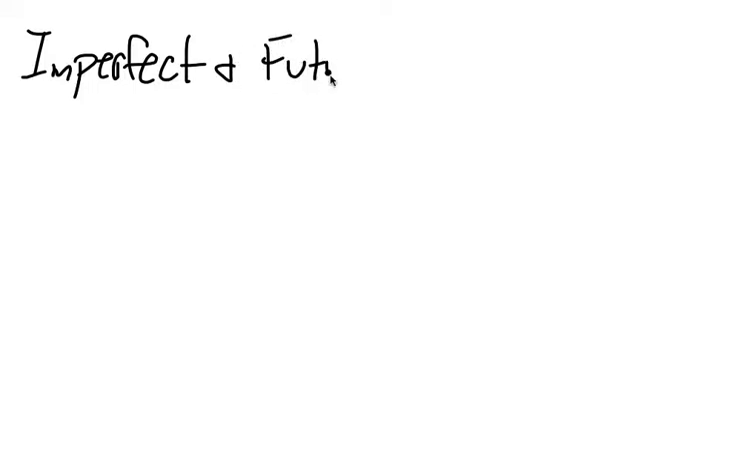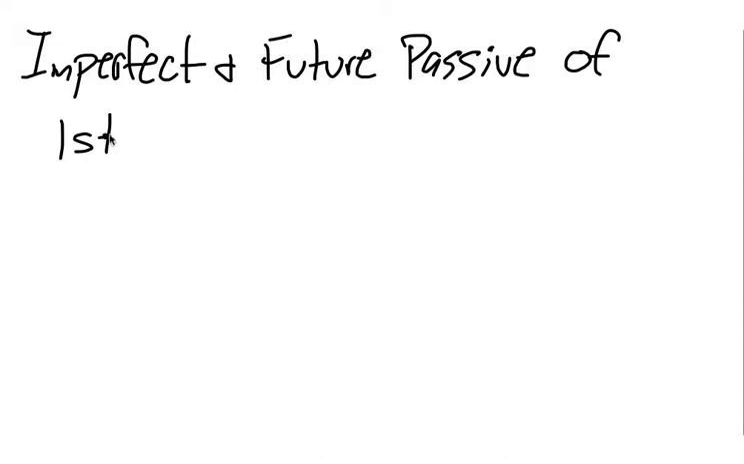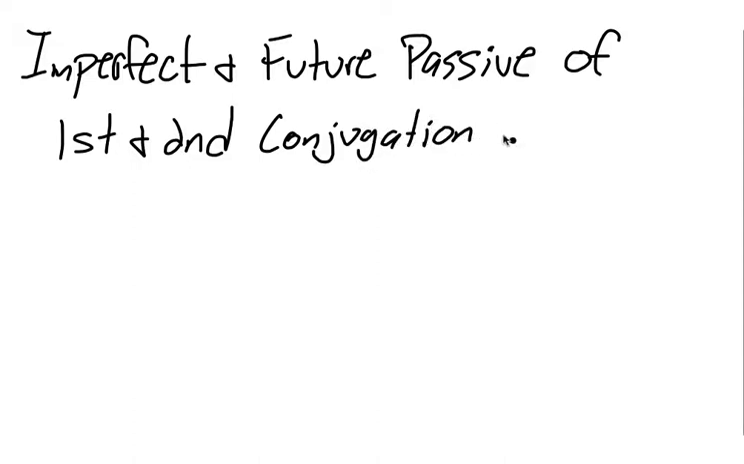Hey everyone, welcome to the first video of Chapter 8, and today we're talking about the imperfect and future passive of both first and second conjugation verbs. And you can find this in your book on page 86. Okay, so forming the imperfect and future passive of first and second conjugation is pretty easy.